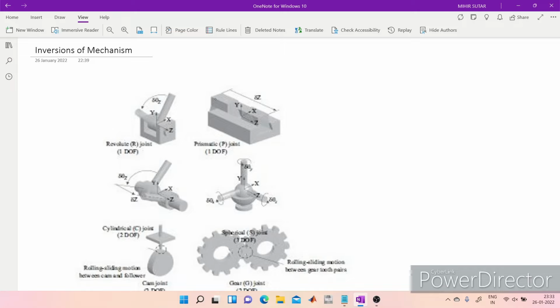Let's say if you have a revolving joint, here you can see this joint is able to revolve about this axis Z. So it is having 1 degree of freedom. And we have one sliding joint, here you can see. This can translate only along this direction, so it is also having only 1 degree of freedom.